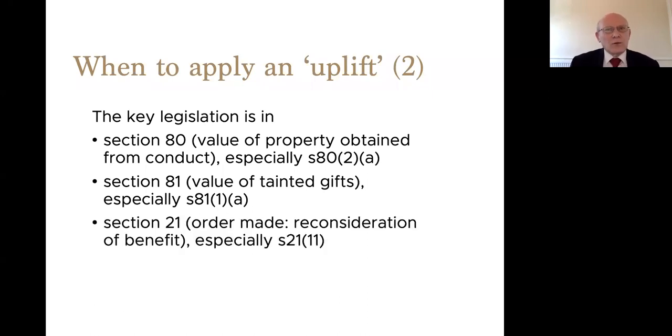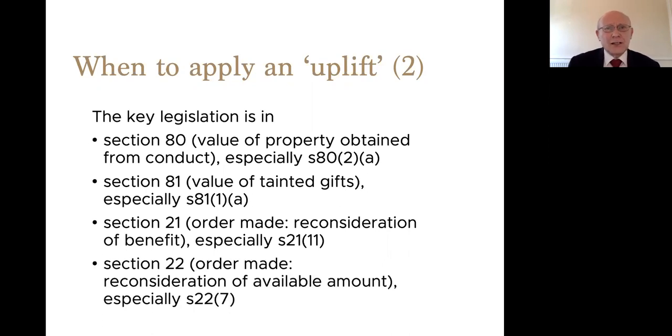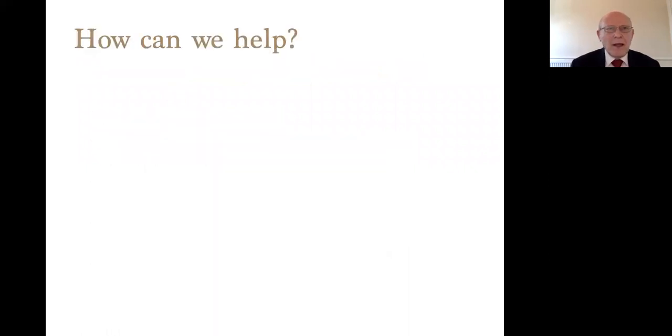Section 21, which is where I mentioned that an order has been made and the benefit is being reconsidered. Then we've got to look at subsection 11 of section 21 to find the reference to changes in the value of money. And in section 22, where we're reconsidering the defendant's available amount, then subsection 7 of section 22 makes the reference to comparing two figures and taking account of changes in the value of money when making those comparisons. Okay, so that is CPIH covered fairly swiftly.